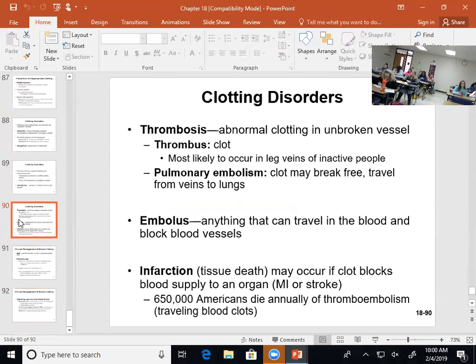So y'all write down DIC. DIC is an excessive amount of clotting. This is a problem with blood clotting because we said we wanted it to stop as soon as the vessels have been sealed; we don't want it continuing. We only want it happening in injured vessels, right? DIC stands for disseminated intravascular coagulation.